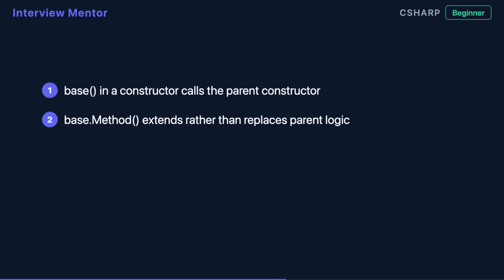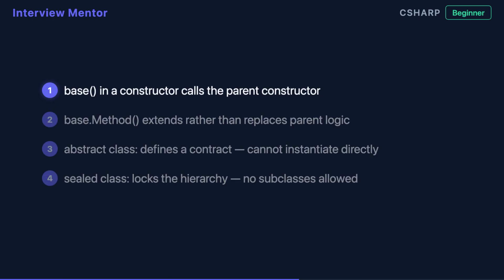The base keyword lets a derived class call its parent's constructor or methods directly, useful when you want to extend behavior rather than replace it. Two more modifiers worth knowing. Abstract classes define a template that cannot be instantiated on its own, and sealed classes block any further subclassing.